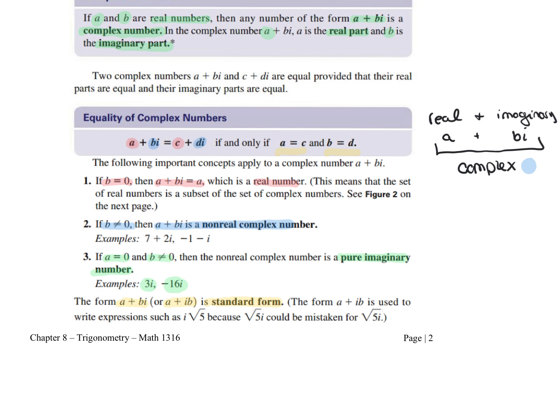Furthermore, when we have expressions, we usually write the i in front of the root instead of like this. This is a big no-no right here, because then we think that the i is actually under the root, so it's a double square root. So put the i in front of the root, not behind the root.